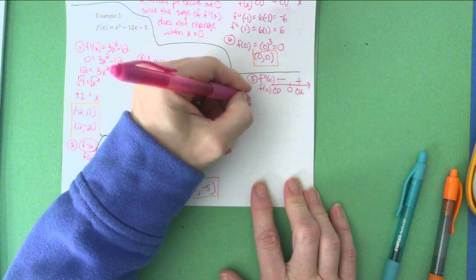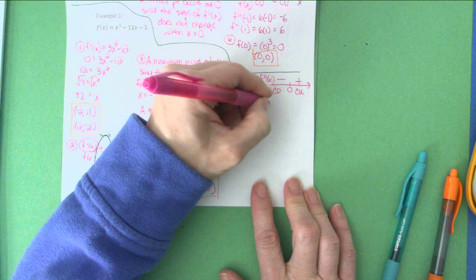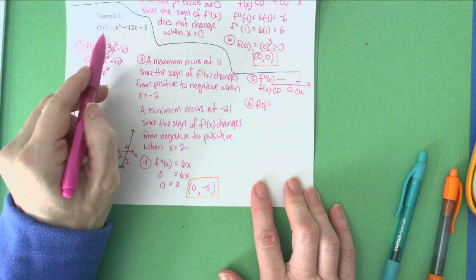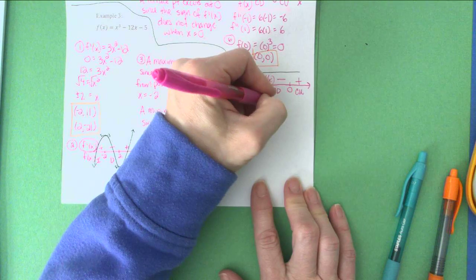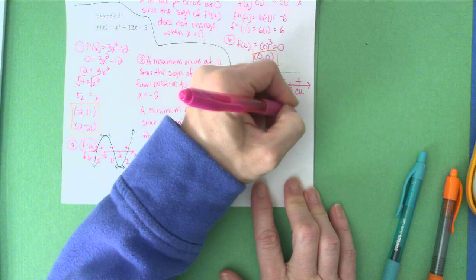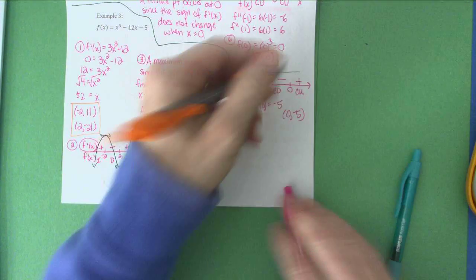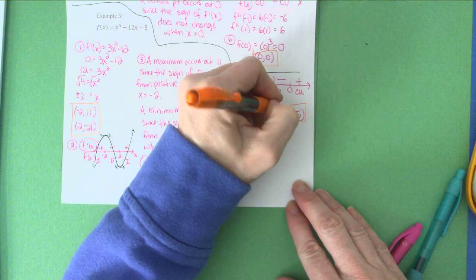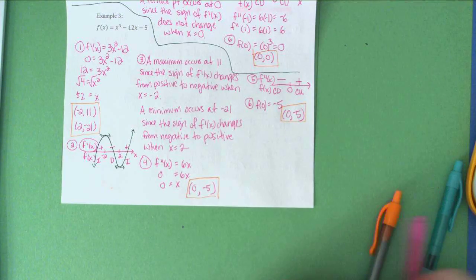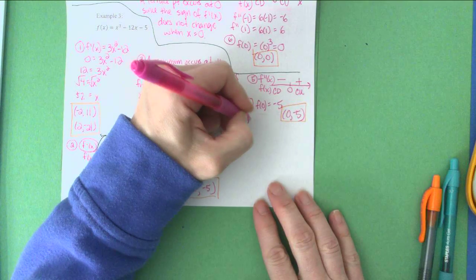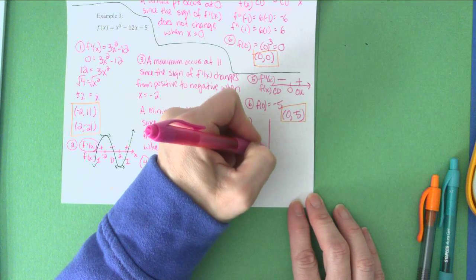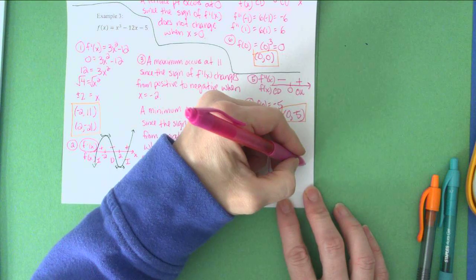Step 6, my y-intercept is f of 0. If I plug 0 back into my original, I get -5. So it turns out that the y-intercept is the same location as our inflection point. And last but not least, we'll create the graph, step 7. I'll do what I can to fit this on here. It won't be to scale, but we'll do the best we can.